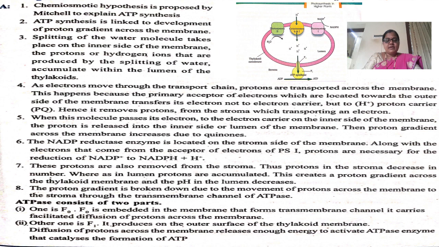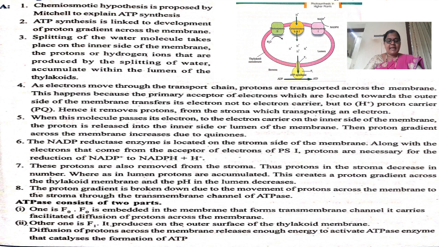The protons are also removed from the stroma, so the protons in the stroma decrease. With this proton gradient across the thylakoid membrane, the pH of the lumen decreases.